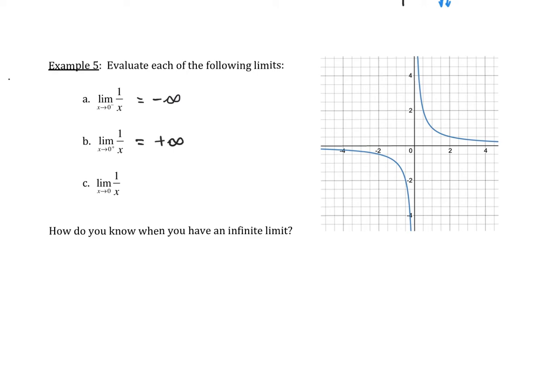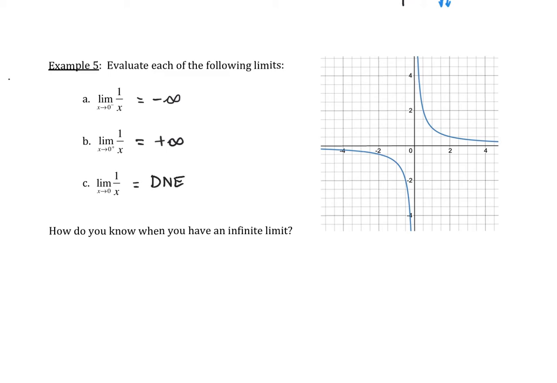And what happens when x approaches 0? Well, x approaches 0 means you have to come from the left and from the right. And you want to make sure that you get the same answer. Now, in this case, when I come from the left, I got negative infinity. When I come from the right, I get positive infinity. So we're going to say that because those numbers are different, this limit does not exist.